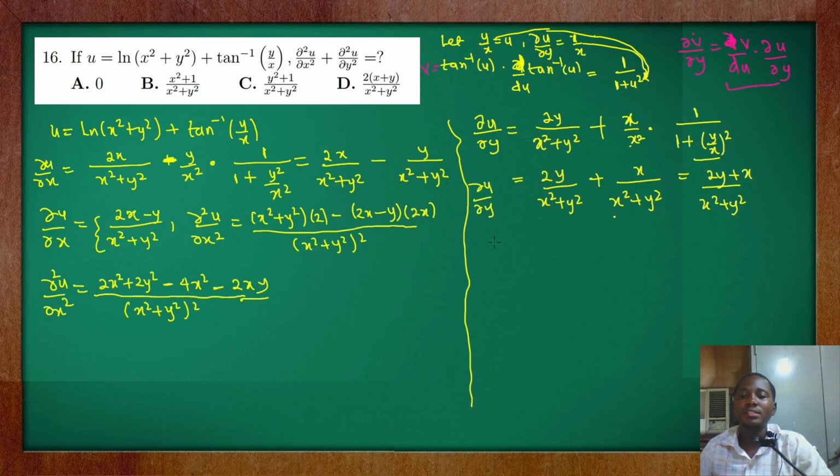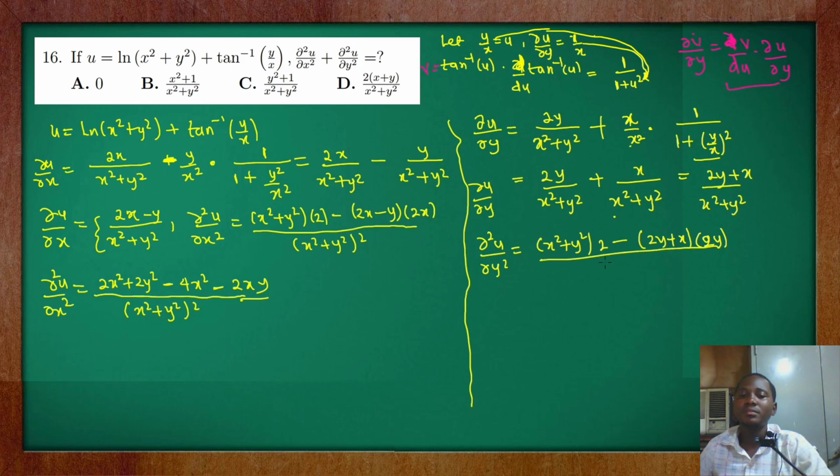All right, so I want to look for my second partial derivative of u with respect to y squared. So this is going to give me x squared plus y squared. Again, differentiate this partially with respect to y. You have this to be 2 minus (2y plus x) times the derivative of your denominator. Differentiate your denominator partially with respect to y. That means you have it to be 2y.